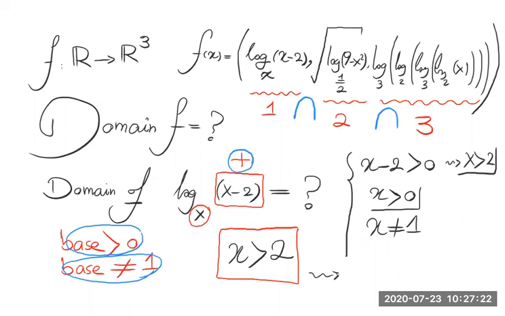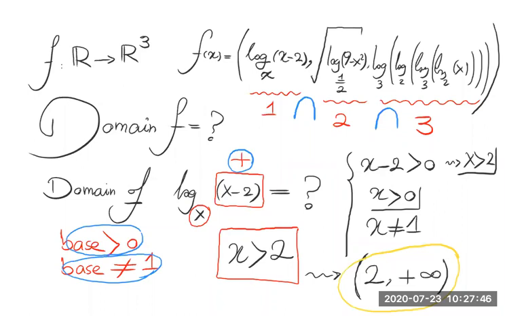And we can write it as the interval from 2 to infinity. It's anything greater than 2, and it doesn't contain 2. Because if x is 2, x minus 2 would be 0, and log of 0 does not make sense. So that's the first part. This is the answer for the first component.